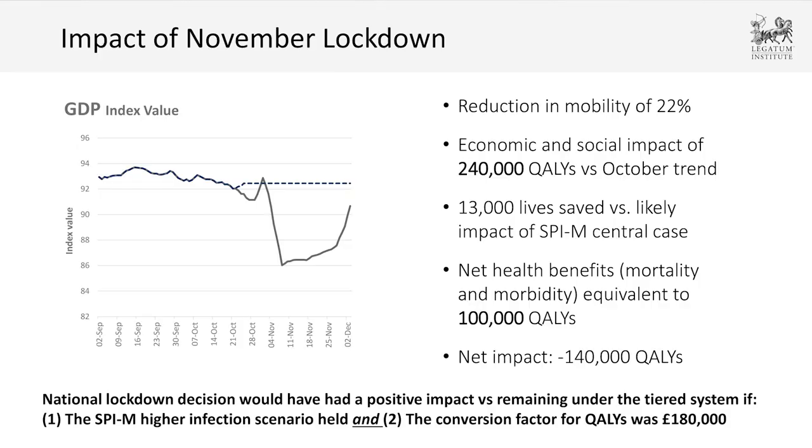So where does that leave us when we look back at what actually happened? Well, we went into national lockdown. On the mobility index that we have calculated, the mobility rate went down on average about 22% across the critical factors of workplace mobility, retail and hospitality mobility. That had a significant positive impact on reducing caseloads and infections. But at the same time, as we know, it also had a significant negative impact on the economy.